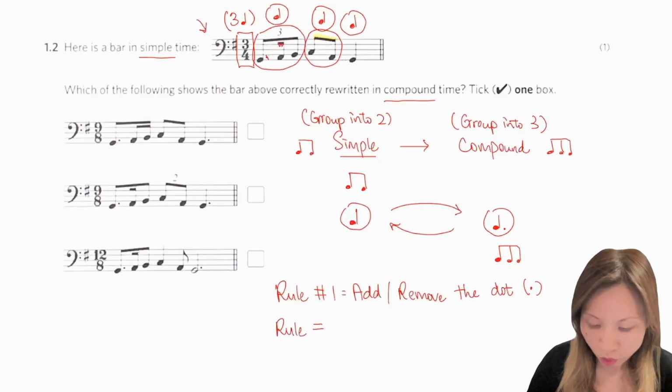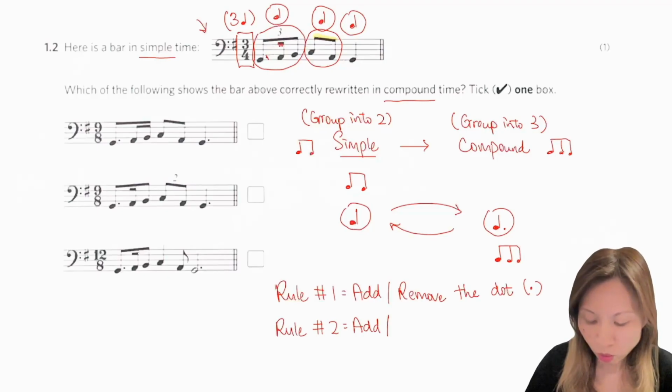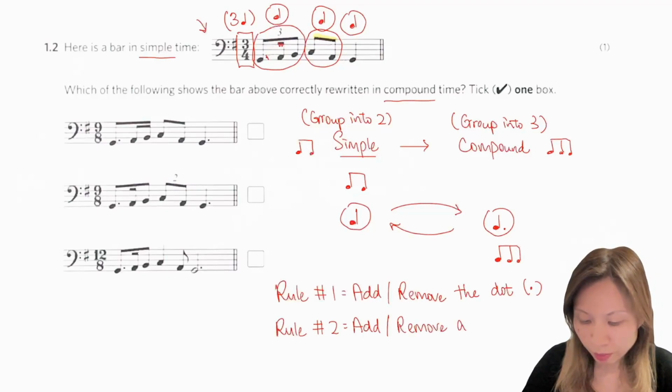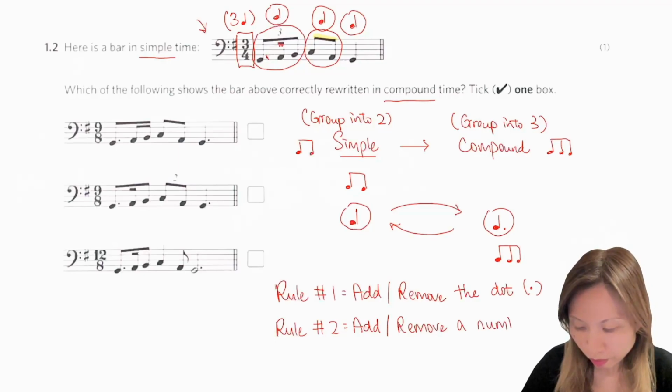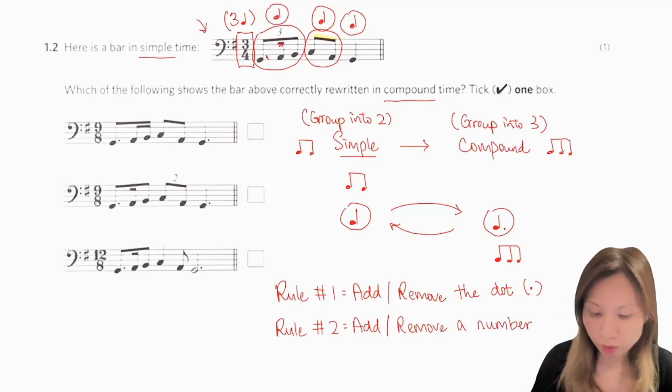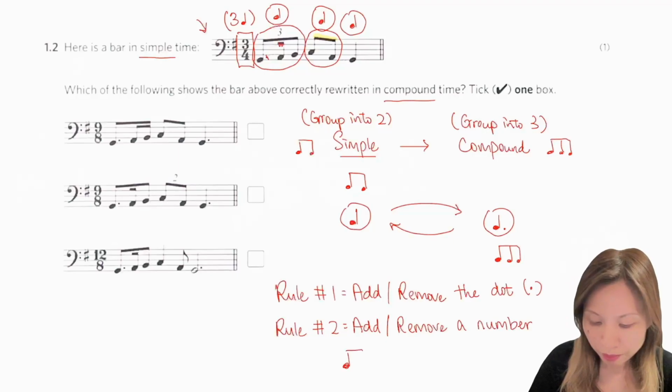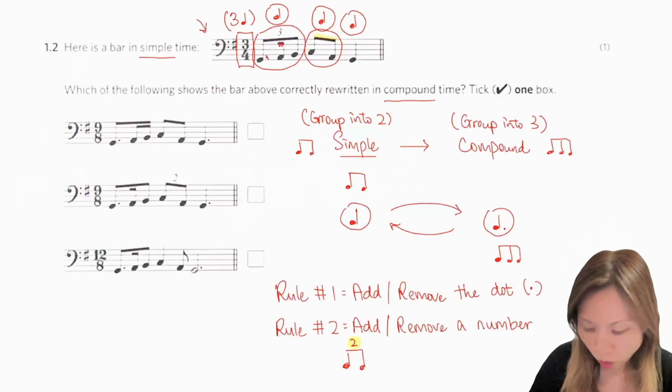And for rule number 2, again, you're going to add or remove a number. So a number from what? From the duplet with a number 2 here, or the triplet with a number 3 here.